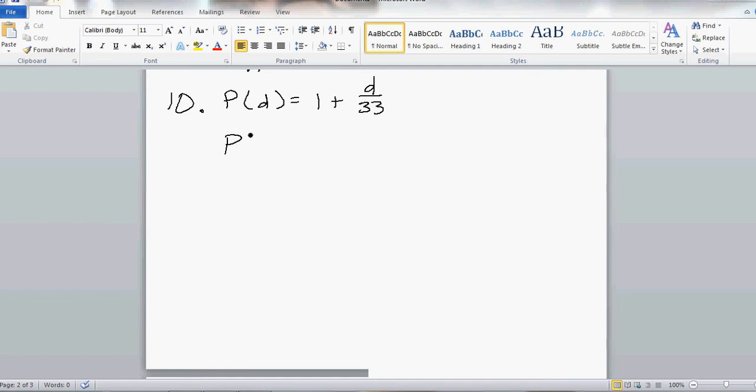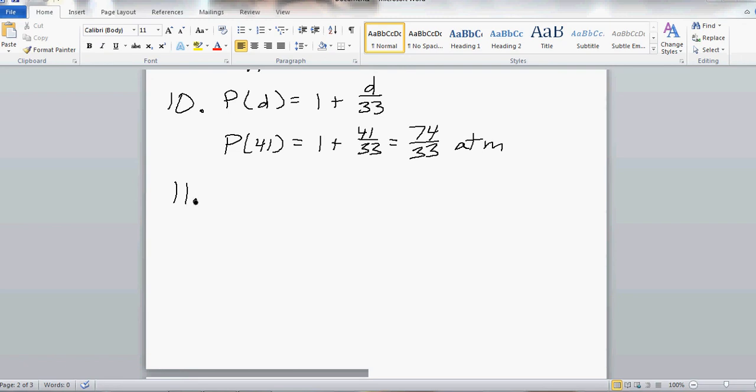Well, this is pretty simple. All we have to do is find P of 41, which is 1 plus 41 over 33, which is 74/33. 74/33 what? Atmospheres, and we are told atmospheres are abbreviated as ATM.